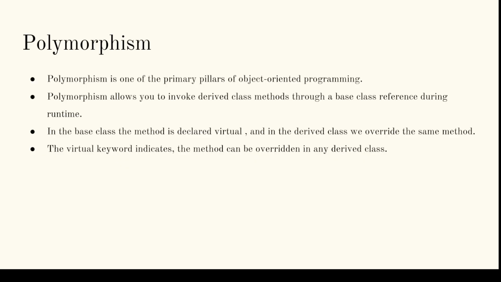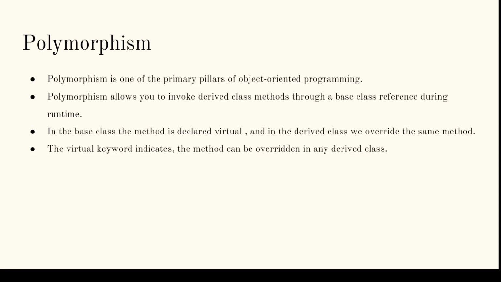So we have seen polymorphism is one of the primary pillars of object-oriented programming. In the previous videos, we have seen inheritance, which is also one of the important pillars in OOP concepts. And this is the second pillar, called polymorphism. Polymorphism allows you to invoke a derived class method through a base class reference during runtime. You have seen we used the employee class reference, and we were storing objects of different child classes in it, and we were able to invoke methods from the derived or parent class.